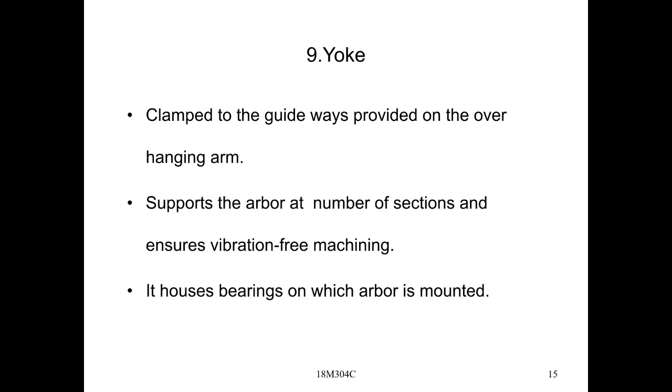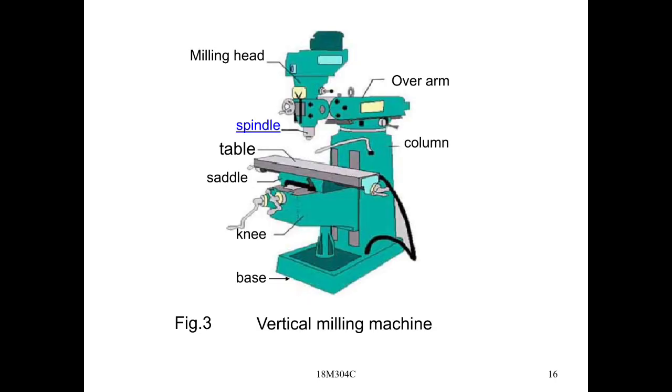Once check your figure. Next one is the figure. Once check, so this is the figure of the vertical type of milling machine. Also it is a column and knee type of milling machine.